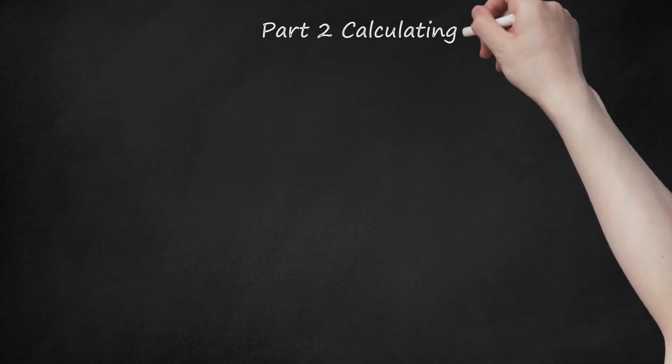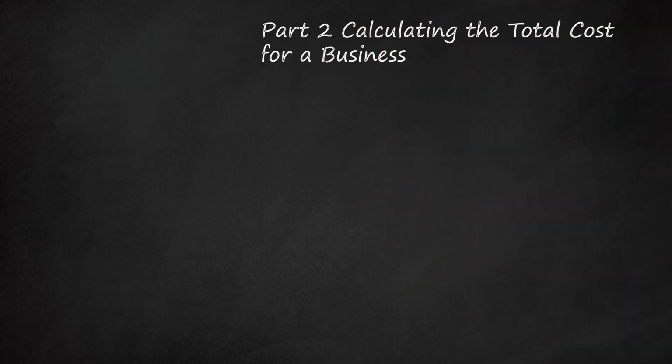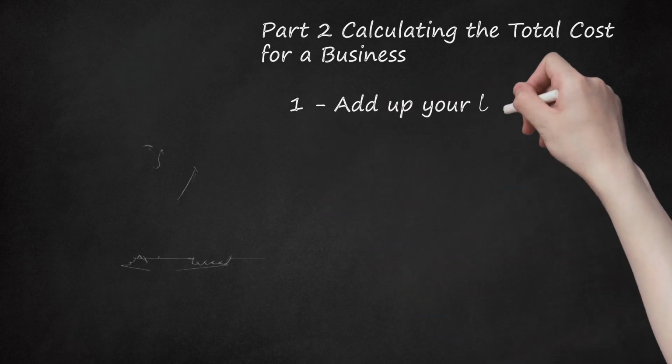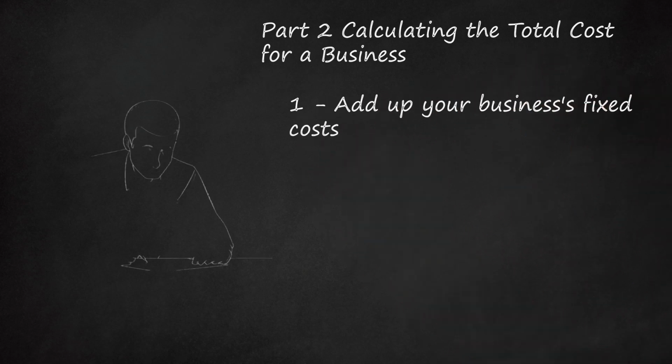Part 2. Calculating the total cost for a business. 1. Add up your business fixed costs. In the world of business, fixed costs are often referred to as overhead costs. This is the money the business needs to spend simply to keep operating. More accurately, we can say that fixed costs are the costs that do not increase or decrease as the business produces more or fewer goods and services.